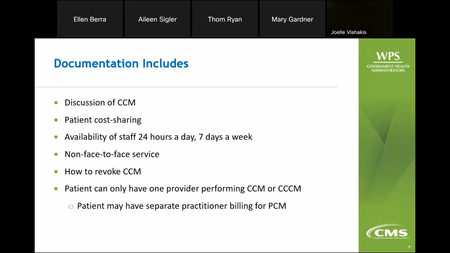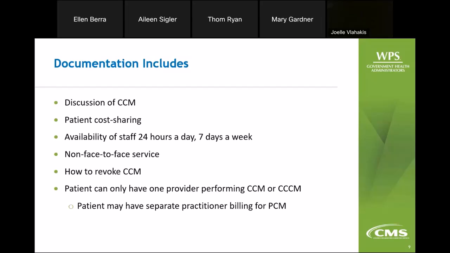You want to let the patient know that this is a non-face-to-face service. So while there may be contact between the clinical staff and the patient, and that doesn't have to happen, while there may be contact, it's not going to be a visit or possibly even a direct contact from that physician themselves. You also need to tell the patient how they can revoke the chronic care management services if they choose to do that. And revoking that would be at the end of the month.